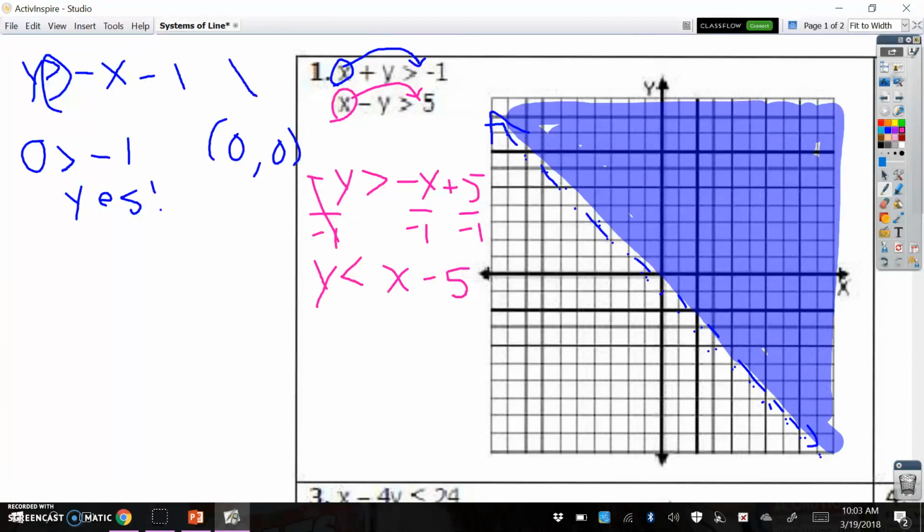So we go down to the negative 5. 1, 2, 3, 4, 5, right here. The slope is going to be a positive 1 over 1. Positive means it goes up. 1 over 1, 1 over 1, all the way up.